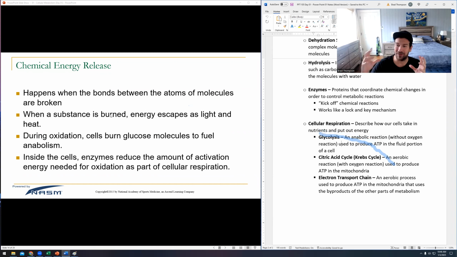So yeah, whenever we break the molecules of something, a little bit of energy is released. Usually it's light. A lot of times it's heat. That's actually why burning logs releases a bunch of energy.